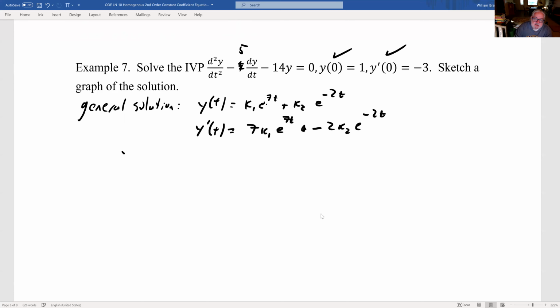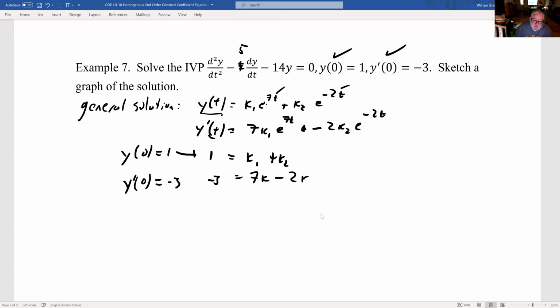And so our condition is y of 0 equals 1. That means we replace this with a 1: k1 plus k2, because if you replace t's with zeros, the exponentials become equal to 1. And y prime of 0 equals minus 3. That gives me minus 3 equals 7k1 minus 2k2.